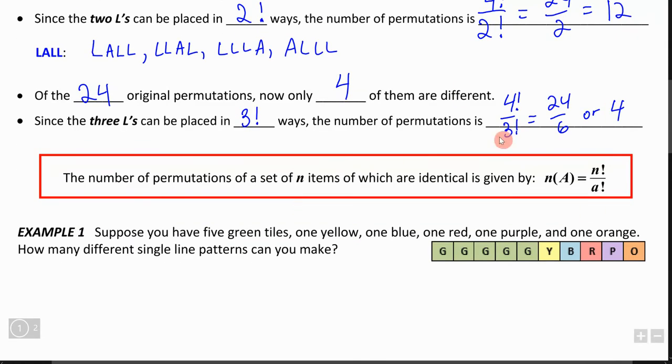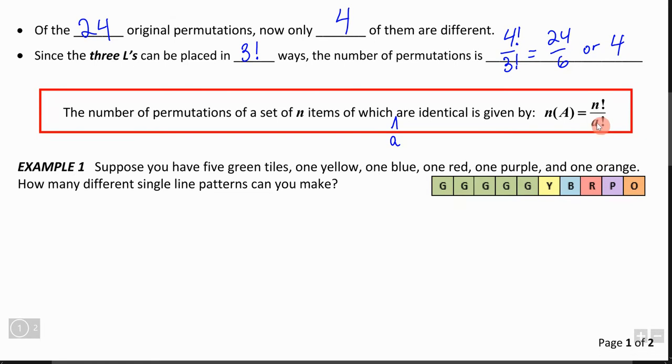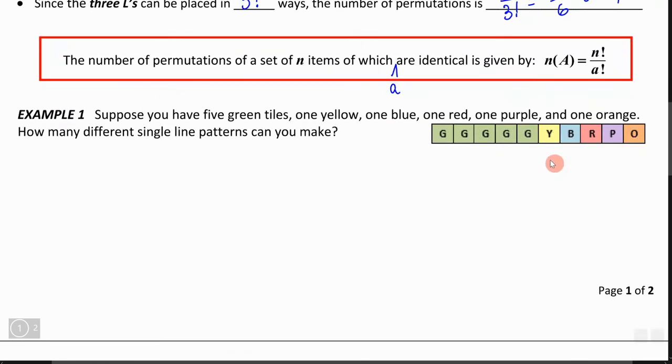So what's the general rule? The number of permutations of a set of n items, of which a are identical, is given by n factorial divided by a factorial. Here a is the number of identical items in that set. So let's apply this rule.